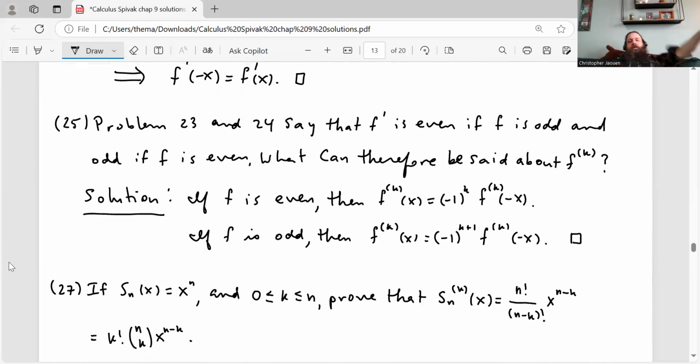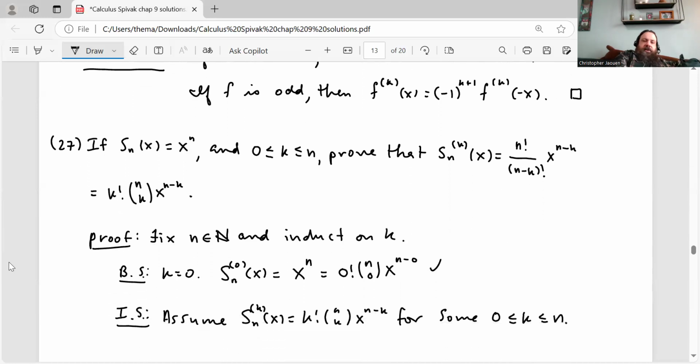Question 25 says problems 23 and 24 say that f prime is even if f is odd and odd if f is even. What can therefore be said about the kth derivative of f? From the formulas, if f is even, then the kth derivative of f at x is (-1) to the k times the kth derivative of f evaluated at minus x, and f odd implies that the kth derivative of f at x is (-1) to the k plus 1 times the kth derivative of f evaluated at minus x.